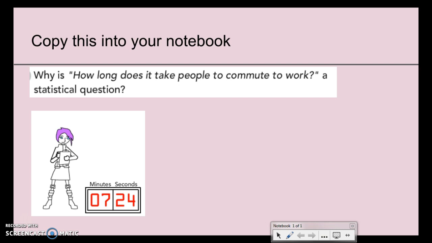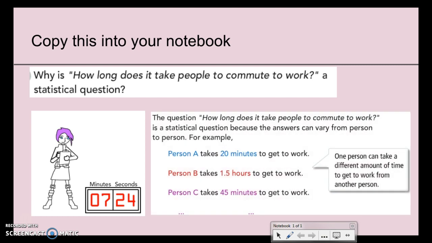All right, so I want you to think about this before you answer it. Think about what some possible answers are that I could get if I asked people this question. Why would that be a good statistical question? Pause the video and think about it real quick before you push play. Well, here's your answer. This is a good question because it can vary from person to person.